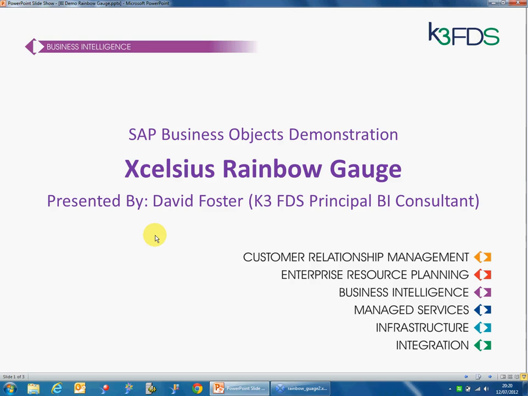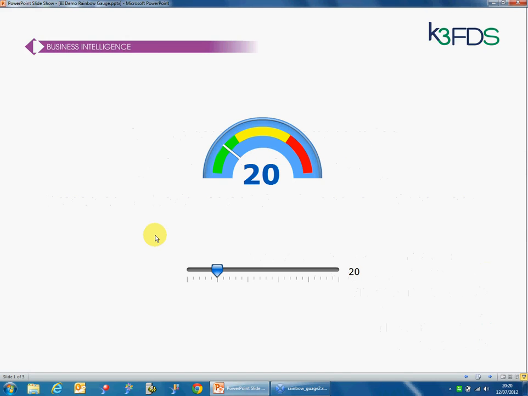I'll take you through on this web demo something we refer to as Rainbow Gauge for SAP's Business Objects Xcelsius, or Dashboard Design as it's known in 4.0. This is a very contemporary looking adaptation of the normal Xcelsius gauge. We think it gives a really good look and feel. Let me just show you. Here's what we're going to be demonstrating.